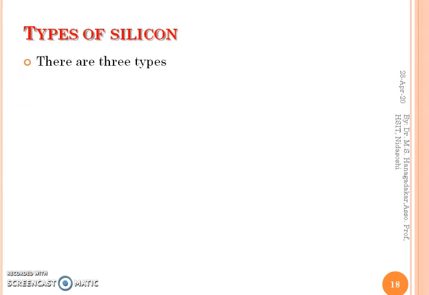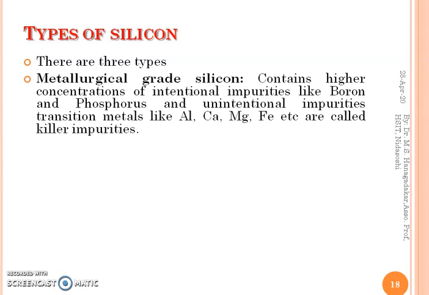There are three types of silicon we can have. The first one is metallurgical grade silicon. What do we mean by metallurgical grade silicon? It is silicon with a higher concentration of intentional impurities. Intentional means they are purposely added to make it semiconducting and to enhance the conductivity, like boron and phosphorus.